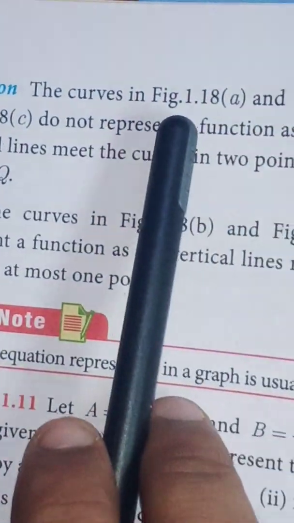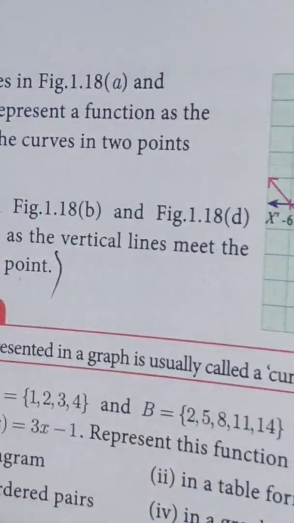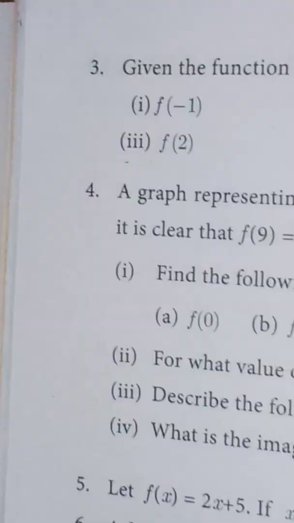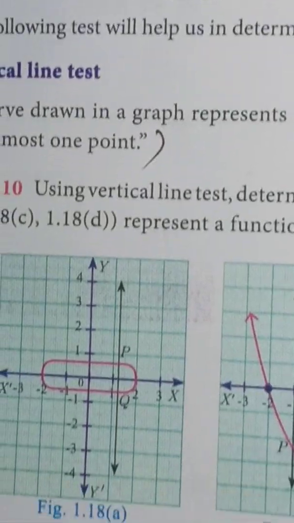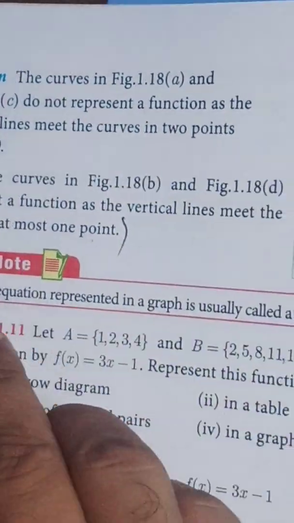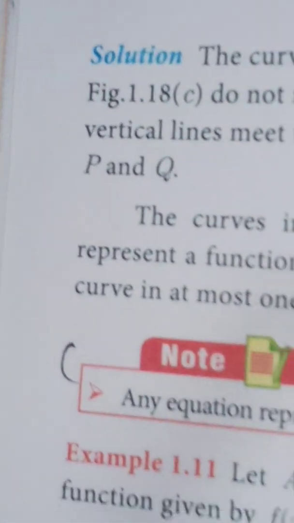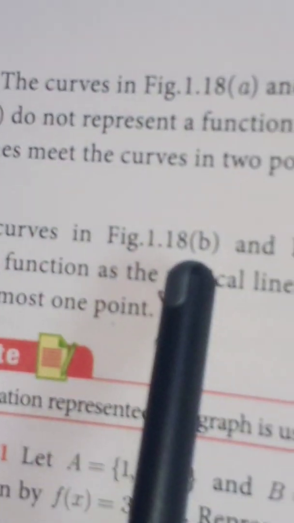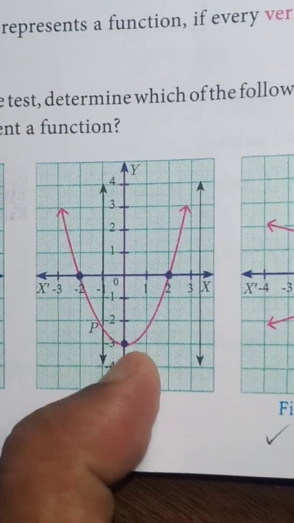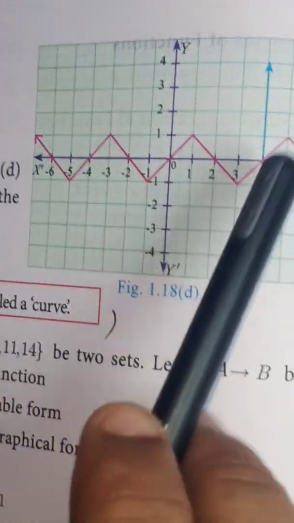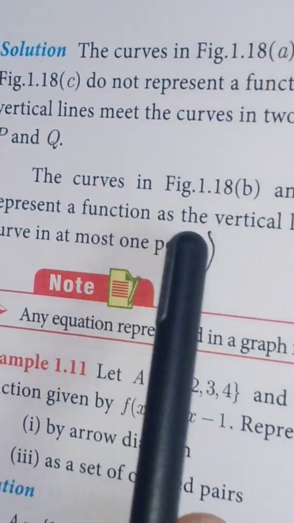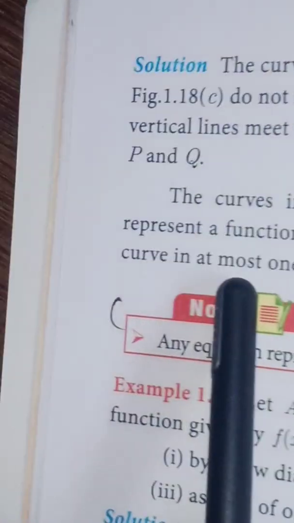The curves in figure 1.18a and 1.18c, that is the first diagram and the third diagram, do not represent a function as the vertical line meets the curve in how many points? 2 points. So more than 1 point, that is not representing a function, remember. Now the curves in figure 1.18b and 1.18d, the second diagram and the fourth diagram, represent a function as the vertical line meets the curve in at most 1 point.